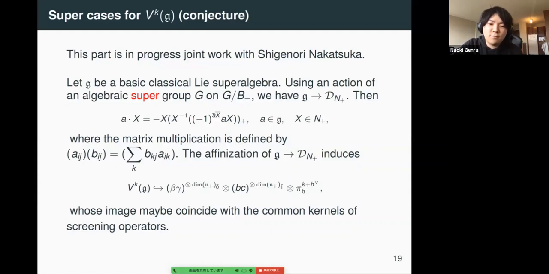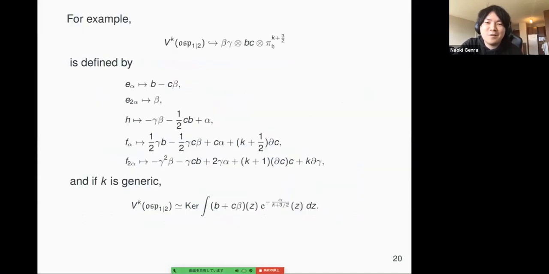You get the free-field realization of the affine vertex superalgebra, embedded in the beta gamma system tensor the dimension of the even part of n plus, tensor the bc system of the dimension of the odd part of n plus, and the Heisenberg. And also you can compute this image. You can compute the kernel of the screening operator in the same way. Maybe it's a little bit of joint work, so, for example, a little bit in progress.